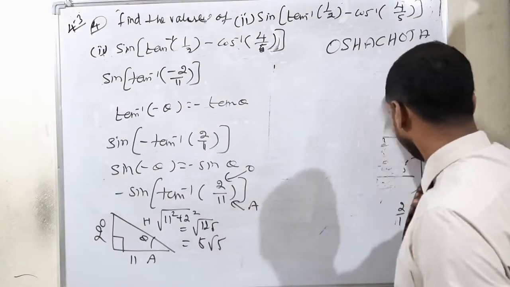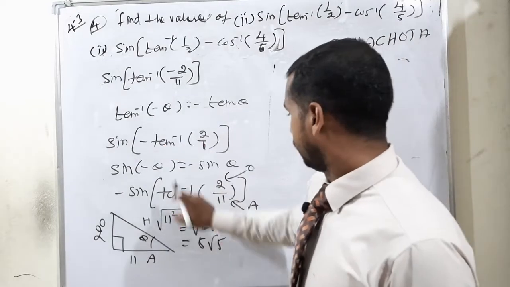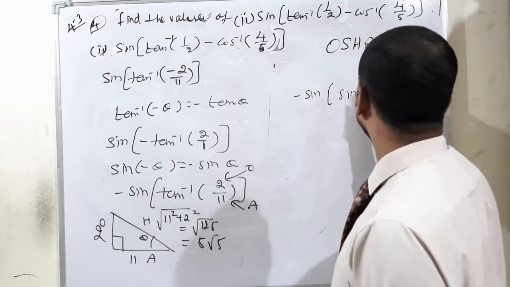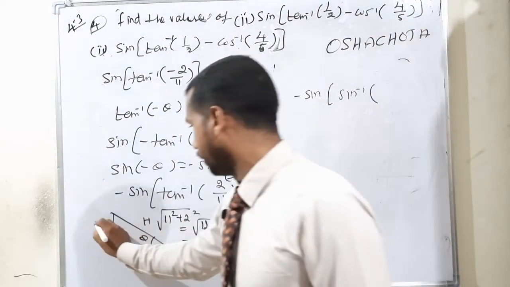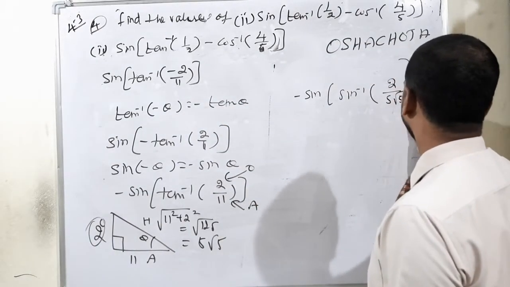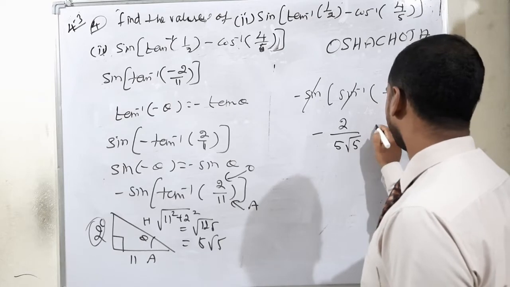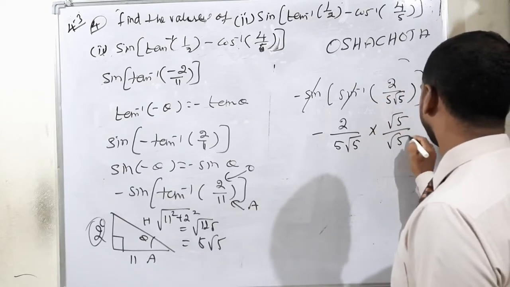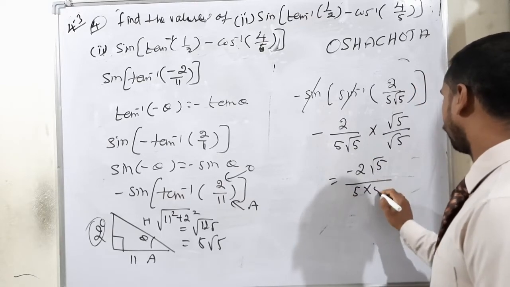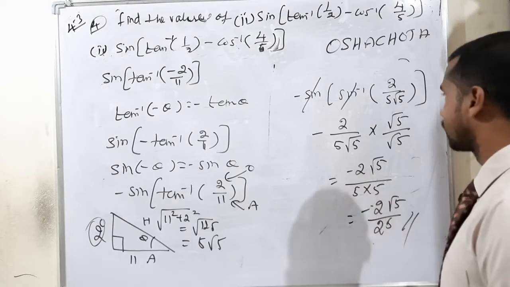Now the final step, listen, 5 root 5 is there. So we need sin of the inverse, isn't it? So minus sin of, sin inverse means opposite divided by hypotenuse. Opposite means 2, hypotenuse 5 root 5. So 2 divided by 5 root 5. Again sin and sin inverse cancel, so minus 2 by 5 root 5. Multiplying by the conjugate, root 5 divided by root 5. Therefore minus 2 root 5 divided by 5 into root 5, which is 5. The final answer is minus 2 root 5 divided by 25. This is the answer for subdivision two.